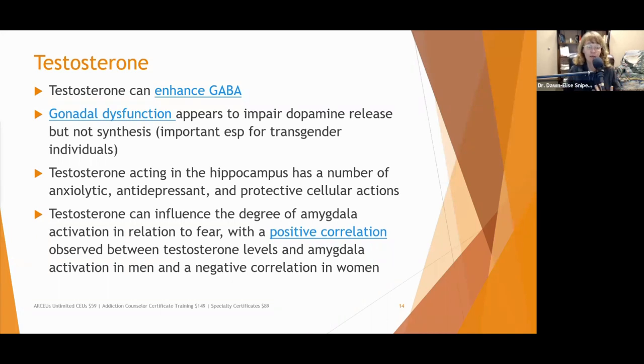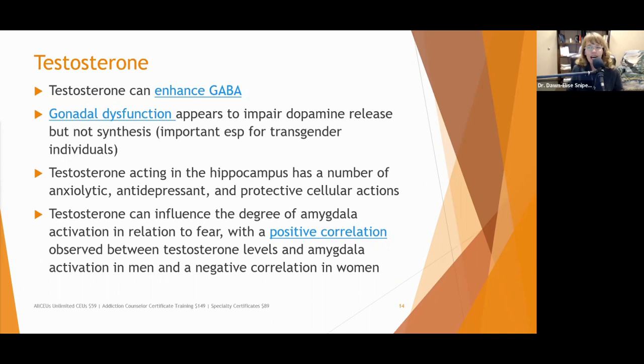We know that lack of dopamine can produce feelings of depression. We also know that altered levels of dopamine are related to things like restless leg syndrome and schizophrenia, high and low levels of dopamine. So dopamine does a lot. And when we start monkeying with testosterone, we also start monkeying with dopamine levels. Testosterone acting in the hippocampus has a number of anxiolytic, antidepressant, and protective cellular functions, just like estrogen does.